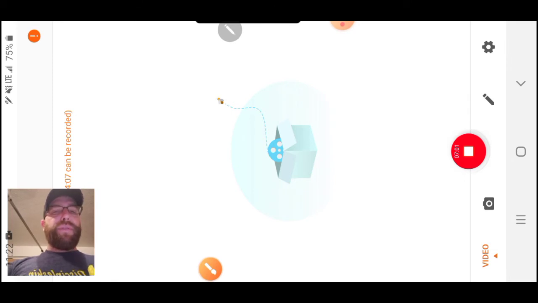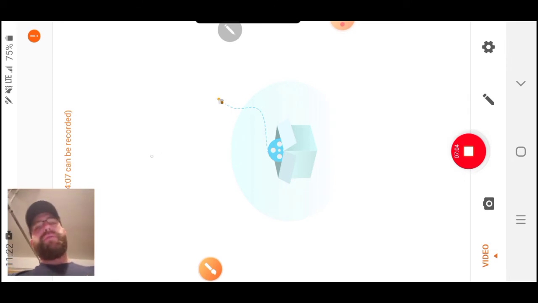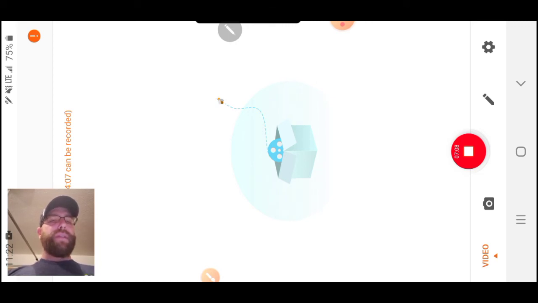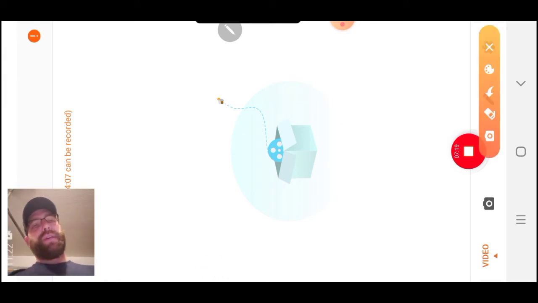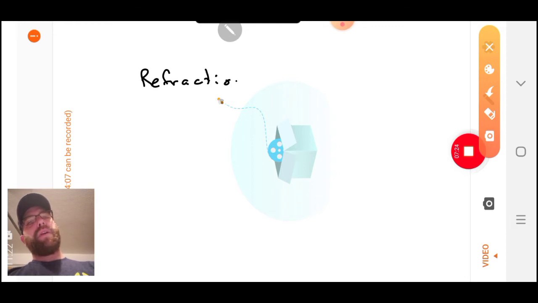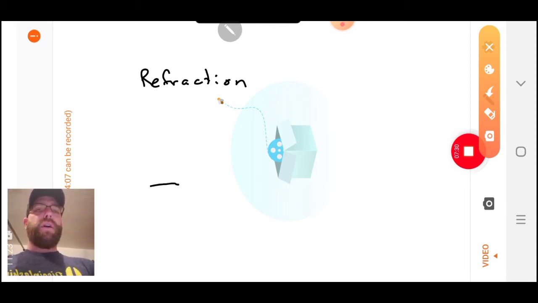The second one is refraction, and we're all familiar with refraction. We'll define refraction as the bending of a wave as it goes from one medium to another. Refraction is the bending of a wave as it goes from one medium to another. There are two places that we're used to seeing this. The first one, very simple, is in restaurants when we're drinking our water or our sweet tea.